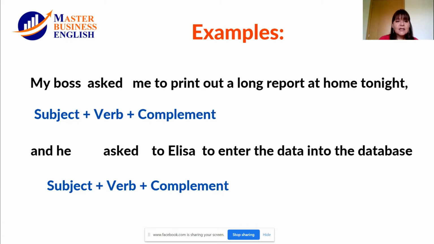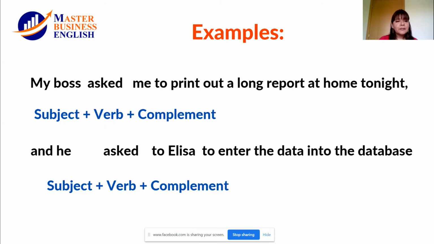Good. So, in the second part, what do we have? He is the subject, asked is the verb, and to Elisa to enter, and the rest of the sentence is a complement. So as you can see here, we have a long sentence that started with my boss and finished in a second sentence too. So we have one big sentence, and in both parts we have a subject, a verb, and a complement. So that is a compound or long sentence.